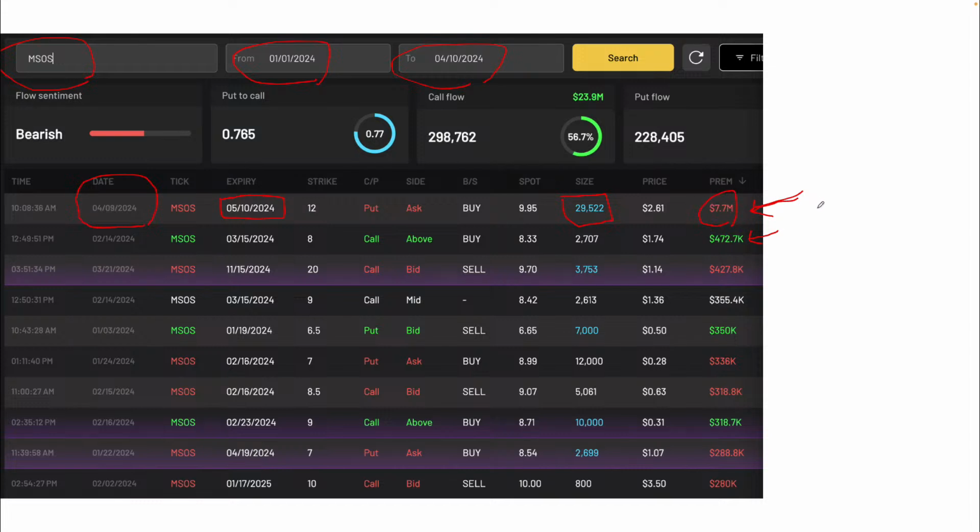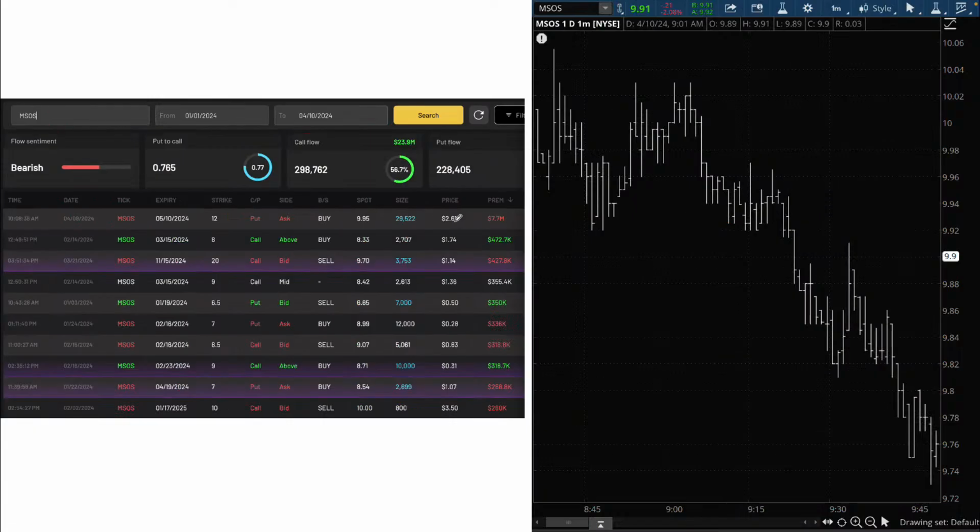7.7 million. Let's look into it though. What did they do? Here's the trade, 7.7 million in MSOS. The trade was done at 10:08 Eastern Time. I'm on Central. That trade was done right here. So as soon as somebody did a trade for $7.7 million, MSOS got crushed. This was a very bearish trade.